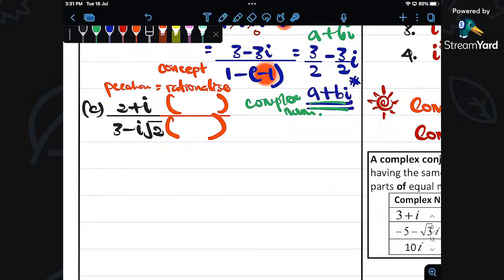Can some of you reply there and type in what I should write here for its conjugate, for its rationalized concept? 3 plus i square root 2. Very good. Your friend said here 3 plus i square root 2. Mantap. So you all know it.